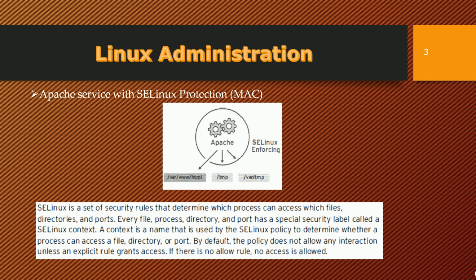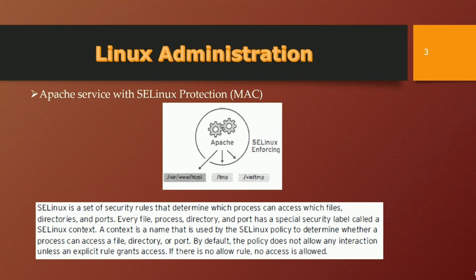Okay, so what will happen? Every file, process, directory and port has a special security level that is called the SELinux context. A context is a name that is used by SELinux policy to determine whether a process can access a file, directory or port. With the help of context, every file and every directory in your servers will have some context. I will explain once we have the lab session how we can check the context. And with the help of context, it will come to know which process or which user can access it or not.